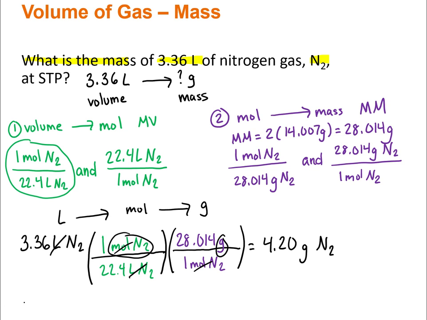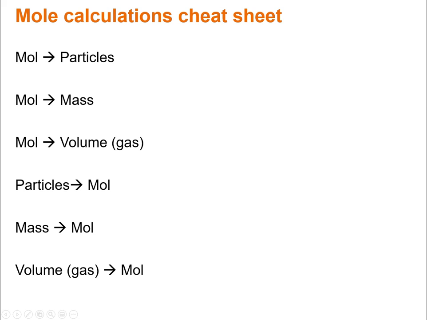I'll take that as a no. So the last thing to do to close out this section of chapter 8 is to make our cheat sheet. You can use this when you're doing your homework, and it will be really helpful for you to practice figuring out which unit factors to use.